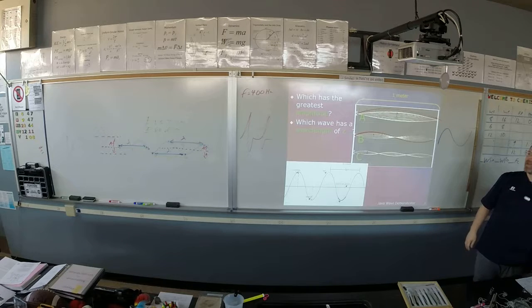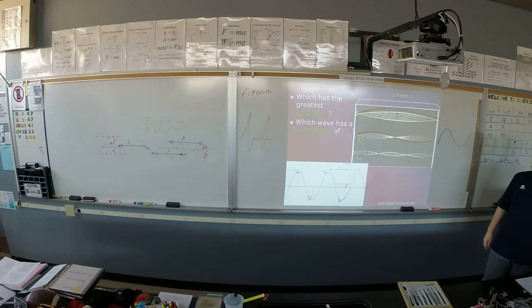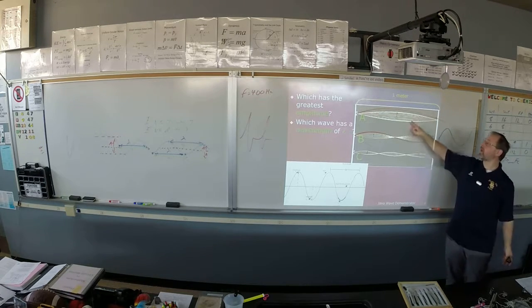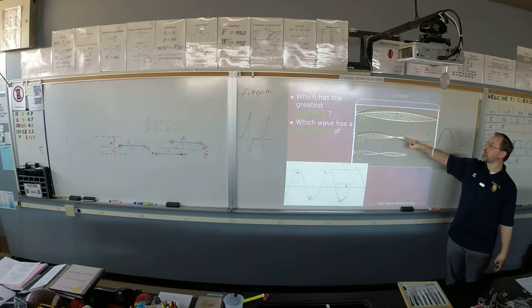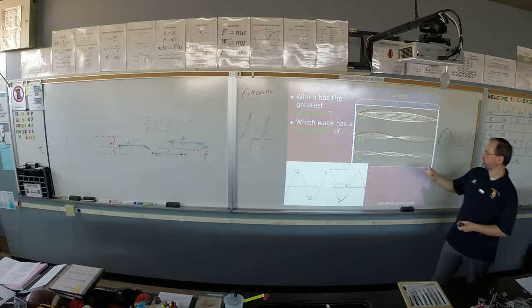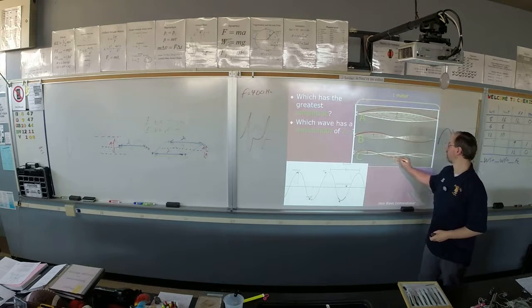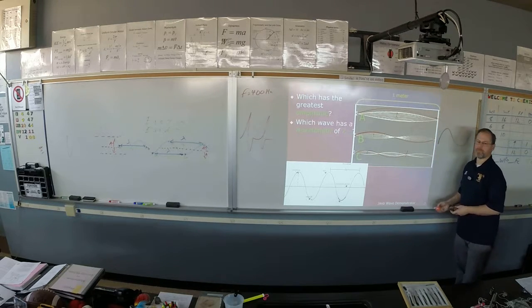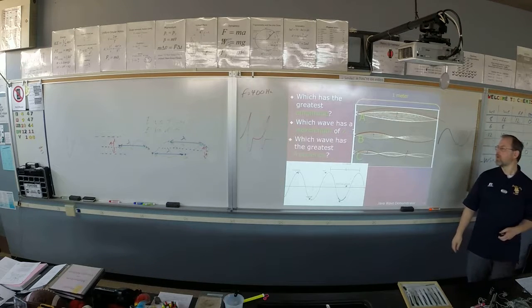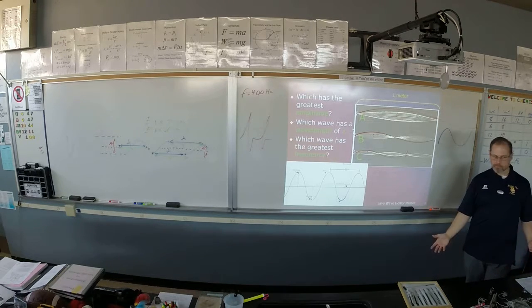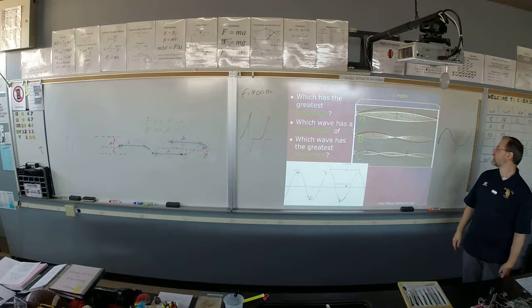Is my face red? Yeah, I meant to. I thought it was asking for 1 meter. But most importantly, A has a wavelength of 2 meters, B has a wavelength of 1 meter, and C has a wavelength of 0.6. Right there, 0.6. 2/3. Okay. Which wave has the greatest frequency? C. Yeah, C has the greatest frequency.